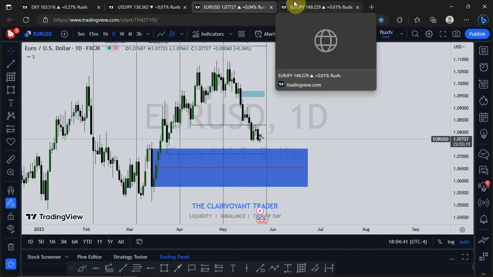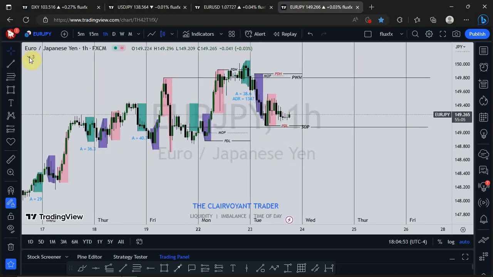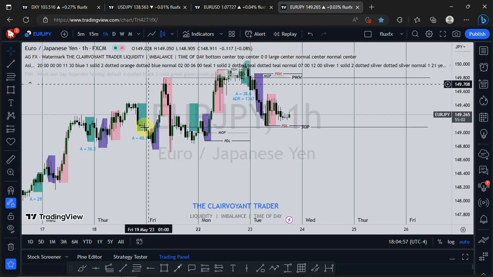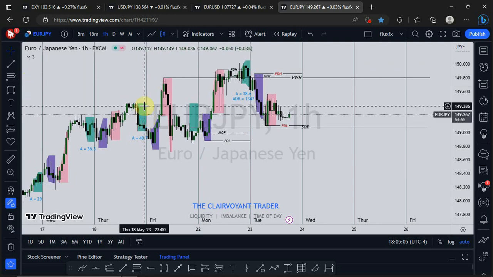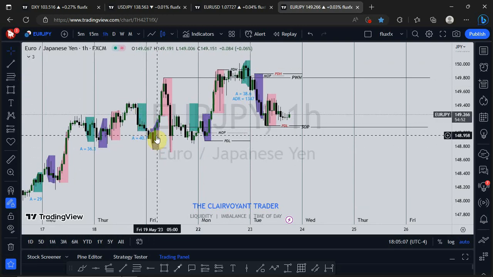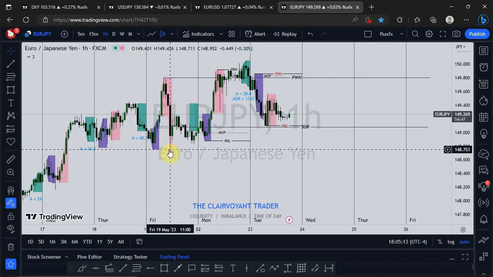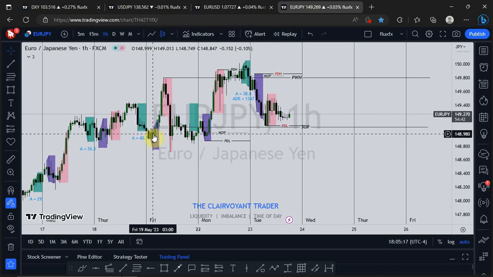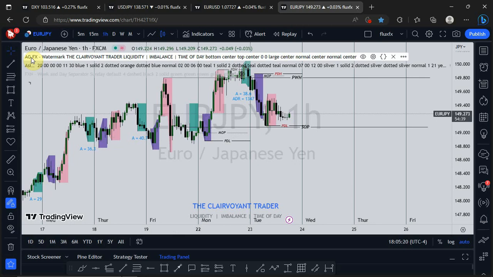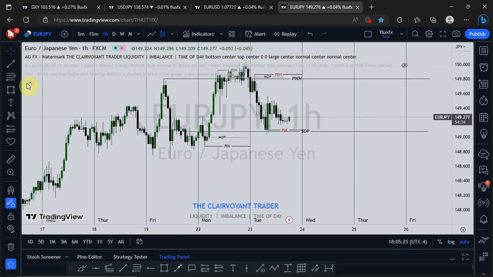Let's look at what is happening on EURJPY. For EURJPY and the yen pairs, let me just take this one off. If you care to know, these are the various sessions. The green is for the Asia session, the purple you are seeing is for the London session, and the pink you are seeing here is for the New York session. I normally use it to know my session high and low, and then base my decision on that. But let me take it off for us to have a clean chart.